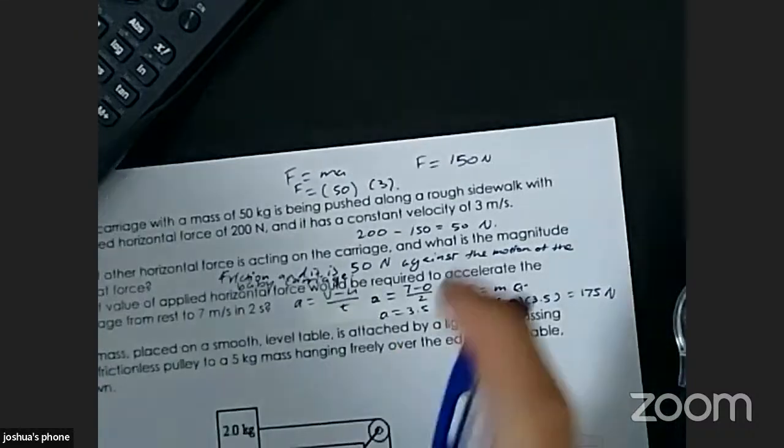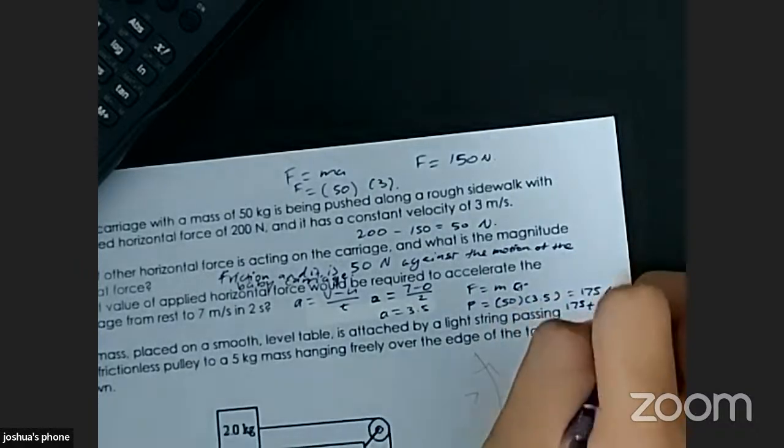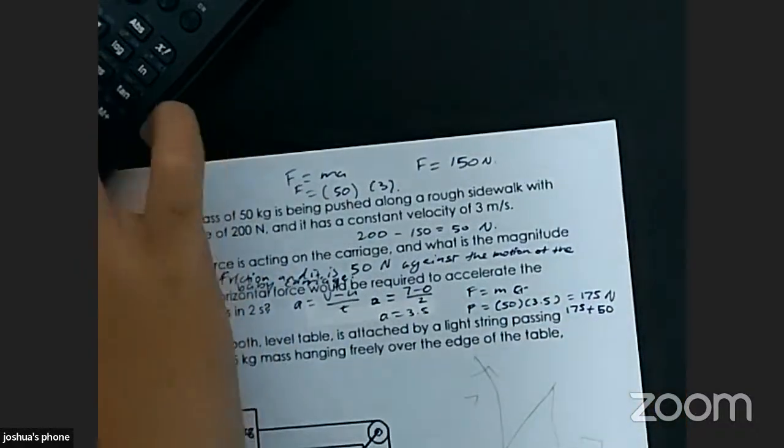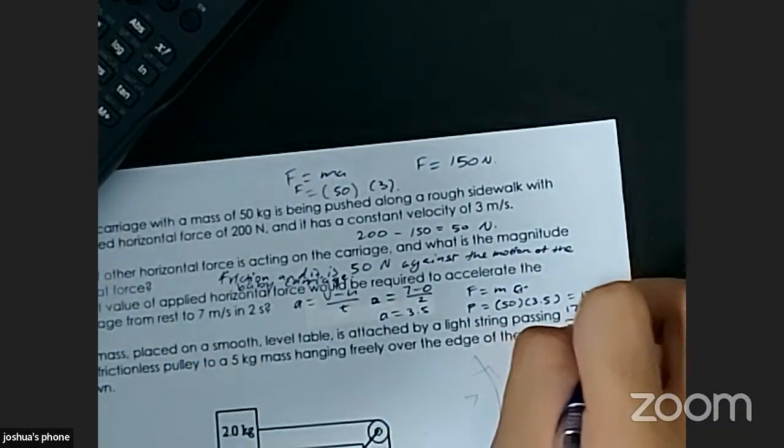Good, Joshua. So you switch into finding acceleration. I agree. I like that a lot. And the mass is 50. I had to add the 50 again because of the friction. So I agree that the 175 is for accelerating. I also agree that the 50 will be the one to overcome the friction.